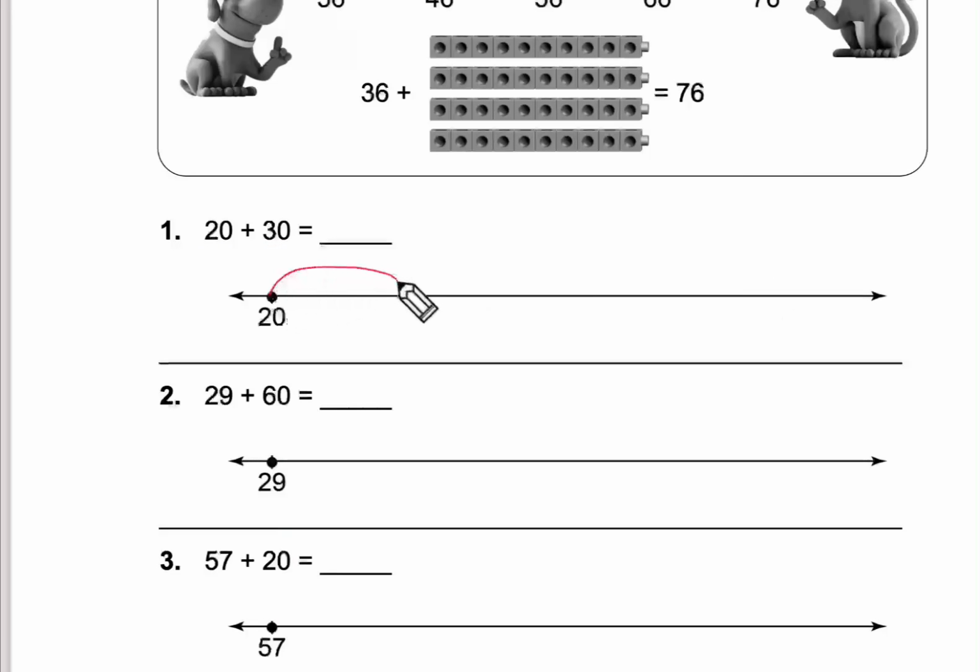So the first jump, we land on 30. This is plus 10. The second jump, we land on 40, plus 10 again. And this is the third jump, we land on 50. So these are 3 jumps of 10. And the sum is the number where we land. We landed on 50, so the answer is 50. Okay, any problems with that?